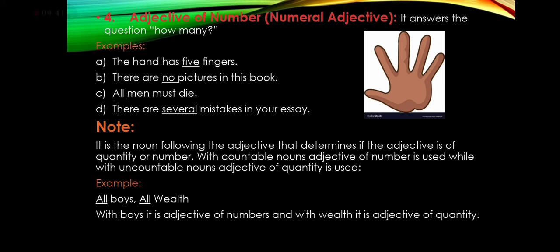For example, all boys and all wealth. See, all boys and all wealth. With boys, it is adjective of number because we can count boys. If there are some boys sitting in a class or somewhere, we can count them. Boys is a countable noun. So all over here is an adjective of number. All wealth. With boys it is adjective of number, and with wealth it is adjective of quantity. All right, you have to keep this point in your mind whenever you have to tick the right option about adjective of number and adjective of quantity.